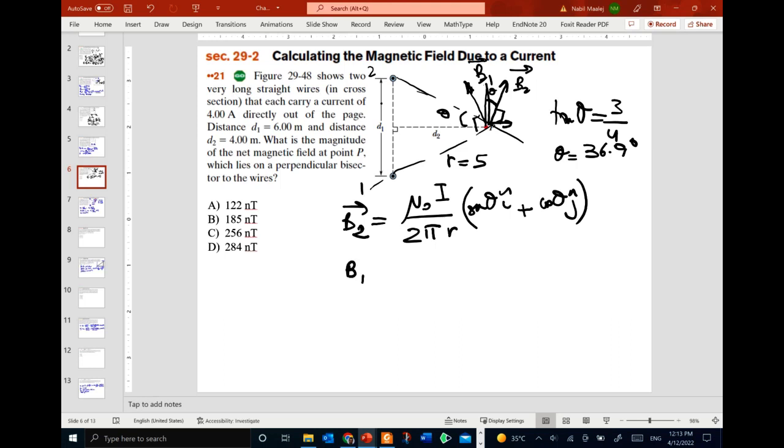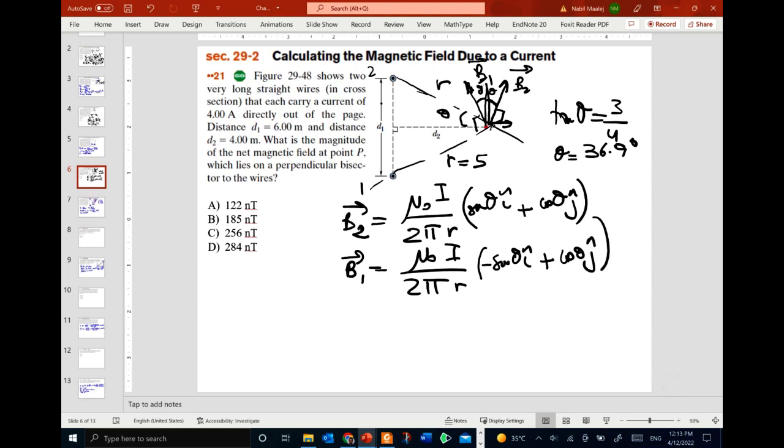Okay, I can do the same thing for B1. The magnitude is mu 0 I divided by 2 pi r, the same distance. This distance is also r, which is 5. Now, this is the angle theta. Notice this vector has a negative component in the x direction, which is minus sine theta i, and a positive component in the y direction, cosine theta j.